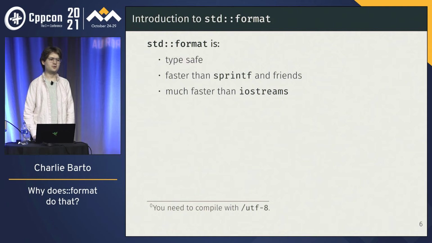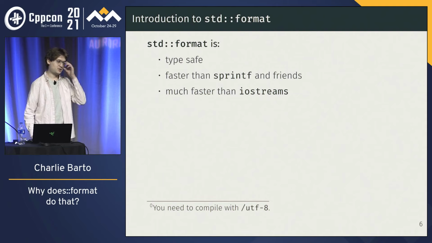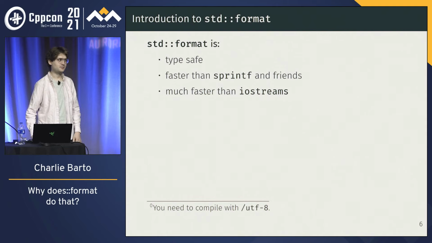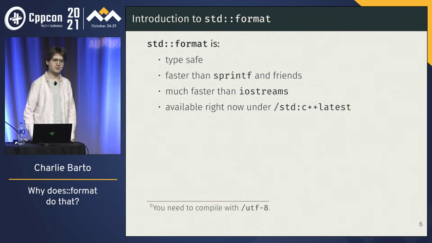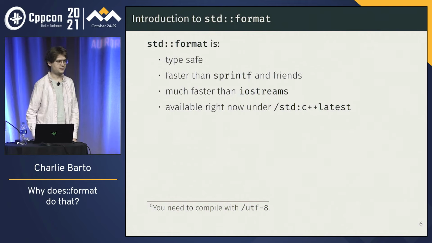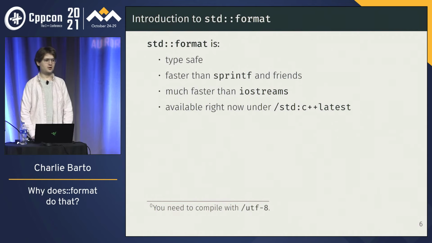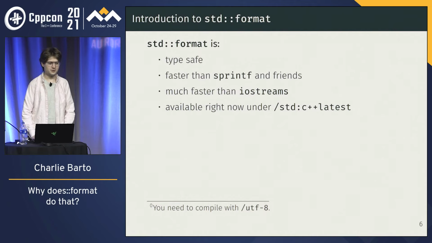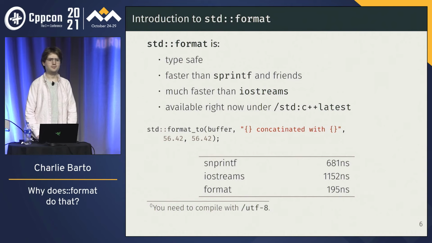It's also faster than IO streams, much faster than IO streams. In our implementation, you need to compile with /utf-8 to see major performance improvements. We're working on that for people who need other encodings. If you're using the wide versions of format, things are great. You don't have to do anything special, it'll be fast. It's available in MSVC in Visual Studio 2019 and 2022 under std:c++latest. We're going to talk about the plan to bring it to std:c++20 at the end of the talk.